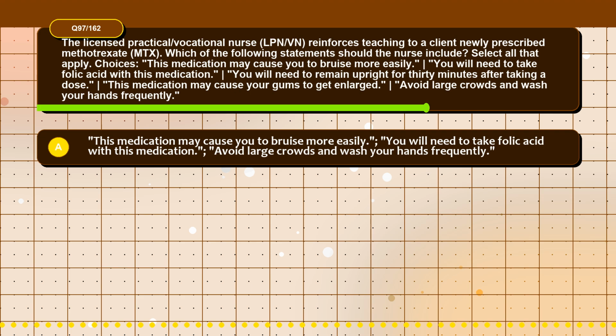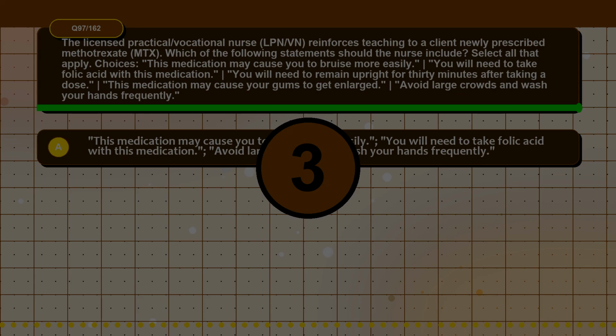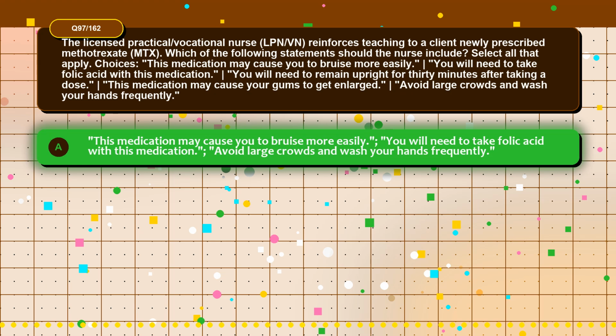Here are the options. Option A. This medication may cause you to bruise more easily. You will need to take folic acid with this medication. Avoid large crowds and wash your hands frequently. The correct answer is option A.